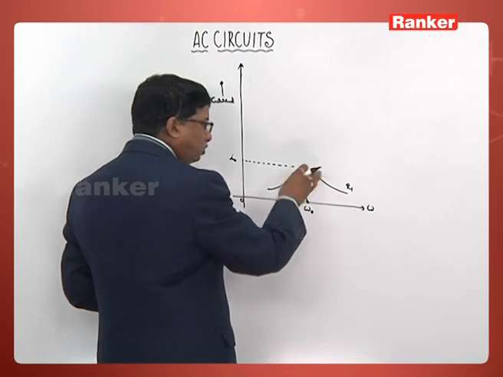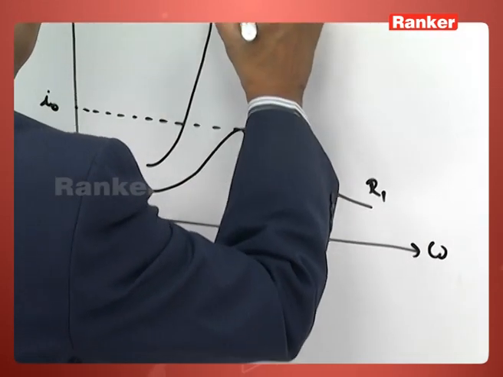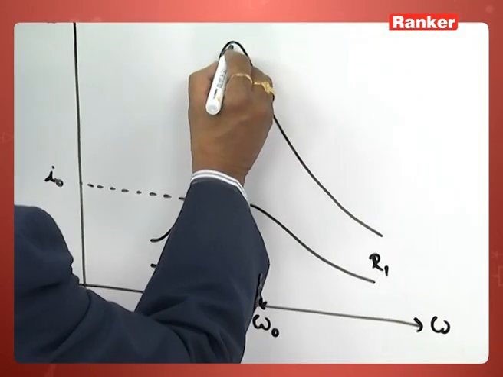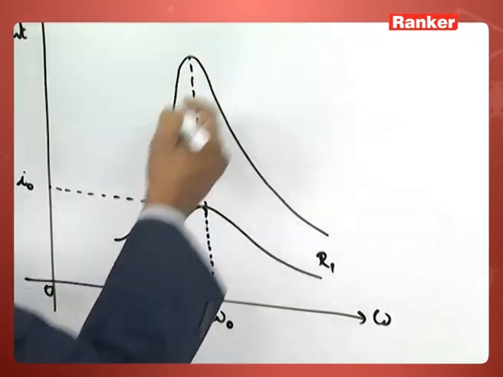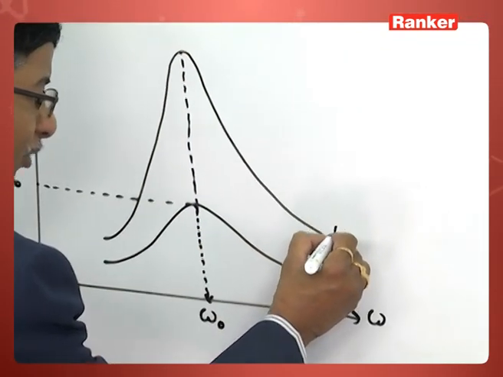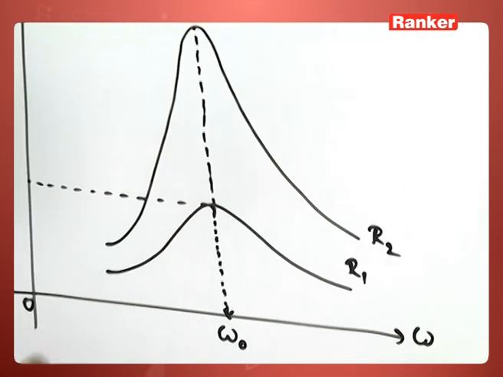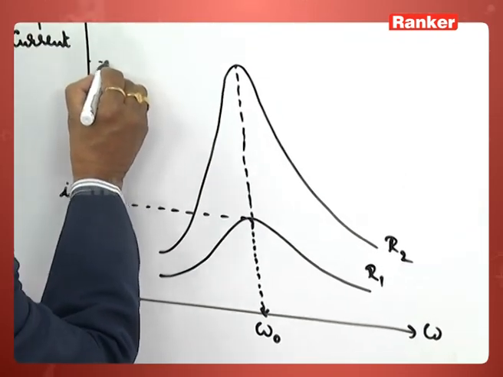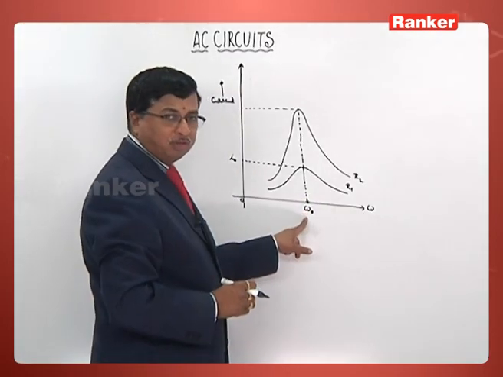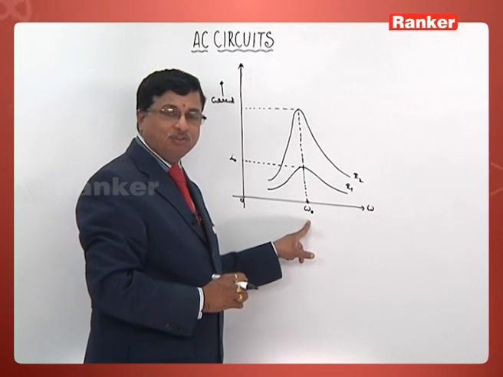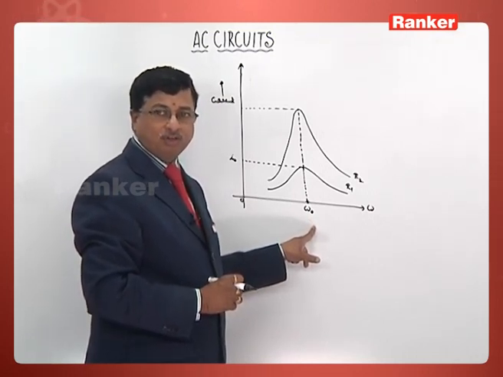Suppose I reduce the resistance, then we observe that the value of current increases like this. That means the size of this peak is going to be more than the earlier value. If you take R2 less than R1, the corresponding maximum value of current also increases over here. This is for what value? That is omega naught, which is called the resonating frequency. So this is the concept.